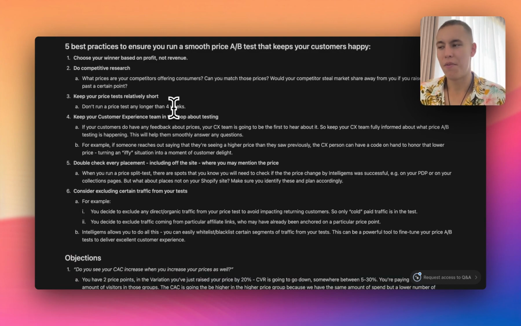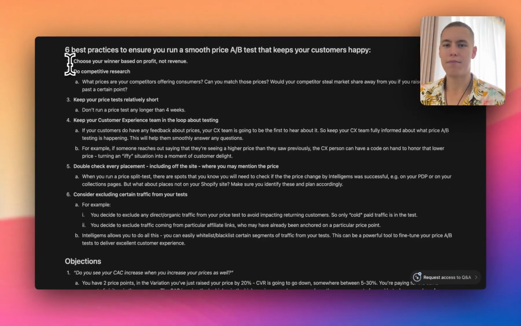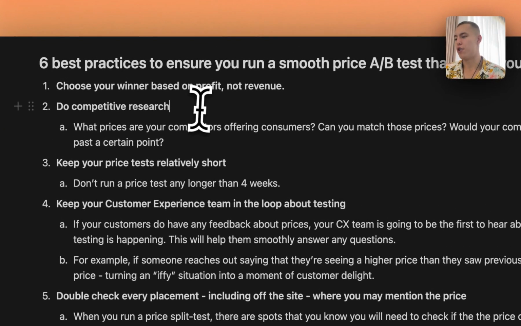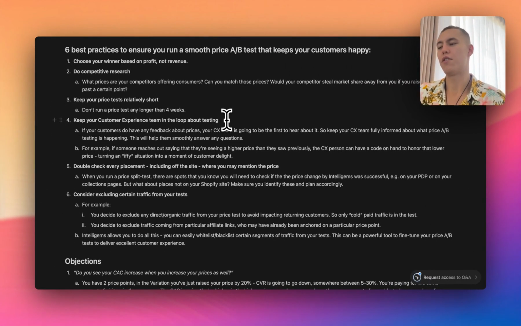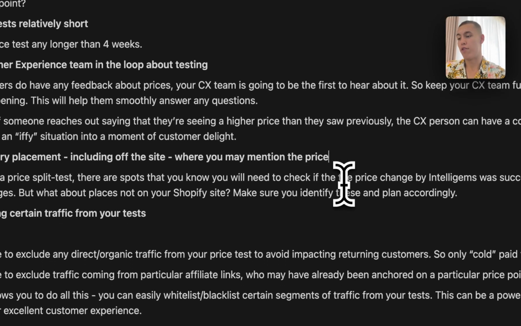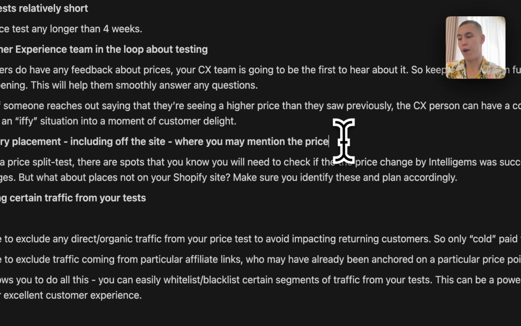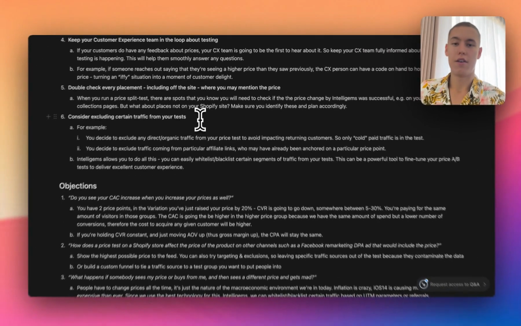And real quick, just 5 best practices. 6, what a mistake. Choose your winner based on profit. As I said, do competitive research. Keep your price tests relatively short. Nothing after 4 weeks is really reliable. There's sample pollution, there's a lot of things. Keep your CX team in the loop about testing. Double check every single placement where you mention the price. Very important. And consider excluding certain traffic from your tests.